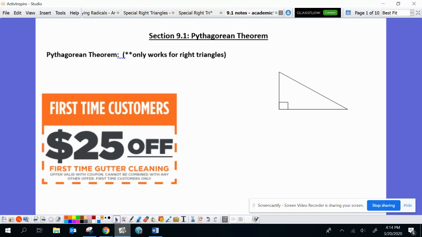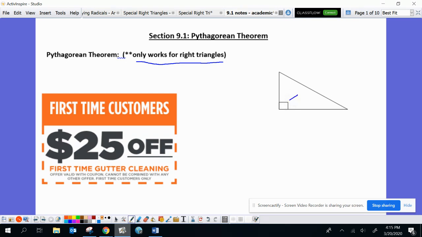So if you take a look at this closely, it talks about only needing to be a first-time customer, not good with any other offers. Most coupons you get, there's always a fine print. Dine out only, Monday through Friday, not good with any other offers. In the same way, it's important to note that the Pythagorean theorem here is only good for right triangles. So this entire chapter is going to deal with right triangles.